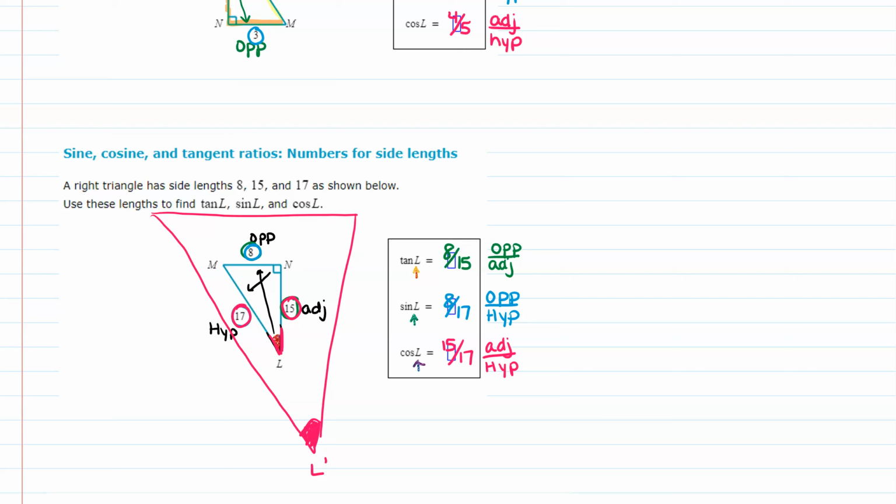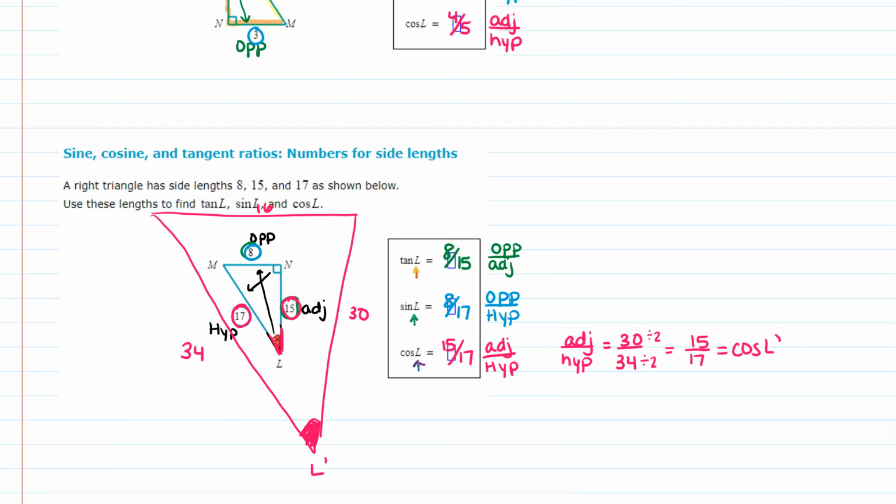So like, let's say that my pink triangle is double my original triangle. Then the hypotenuse would be 34, the adjacent would be 30, and the opposite would be 16. And you'll notice, we'll just do cosine because I've written everything in pink here. So if I take adjacent over hypotenuse, the adjacent side for L prime is 30 and the hypotenuse side is 34, and those are both divisible by 2. So when I simplify my fraction, I get 15 over 17, which is the same as the cosine of the original L.